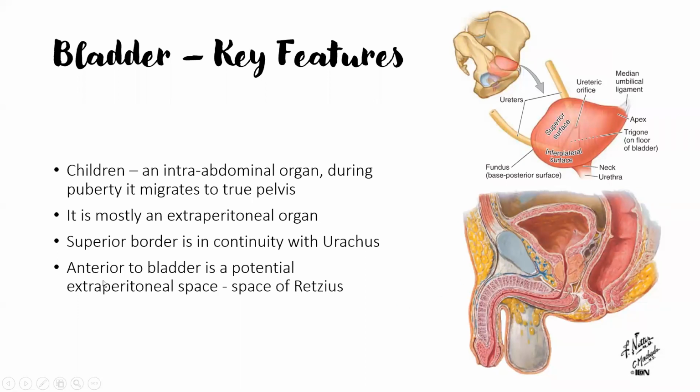Anterior to the bladder, there's a potential extraperitoneal space known as the space of Retzius, which is utilized to gain access during surgeries of the bladder and the prostate.